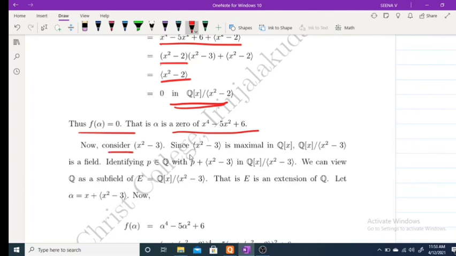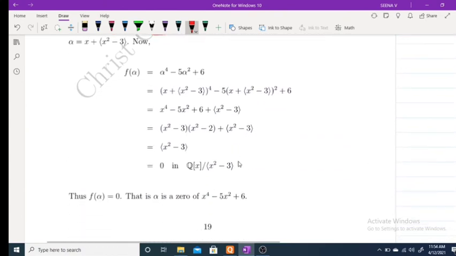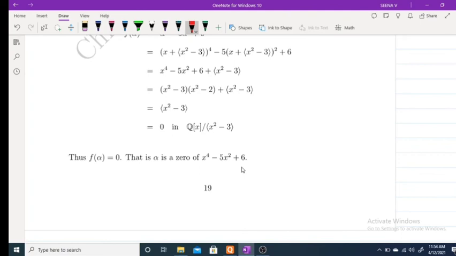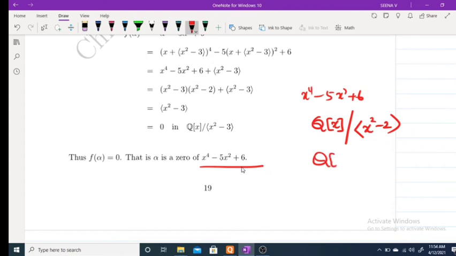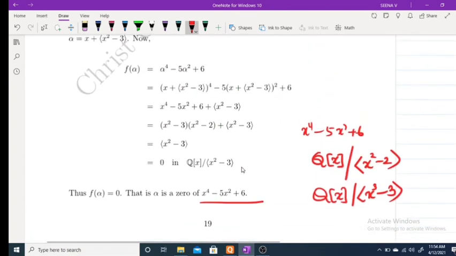Similarly, we consider x square minus 3. In the same manner, finally we get f(alpha) equals 0. Therefore, if you have to find an extension field of Q for the polynomial x raised to 4 minus 5x square plus 6, then you can take as extension field either Q[x] over the ideal generated by x square minus 2, or you can take Q[x] over the ideal generated by x square minus 3. Okay, that's all for today's class.